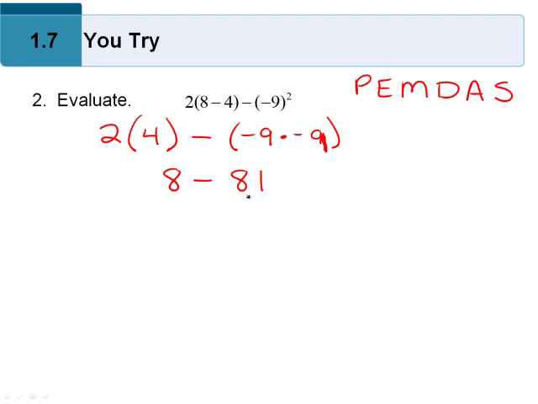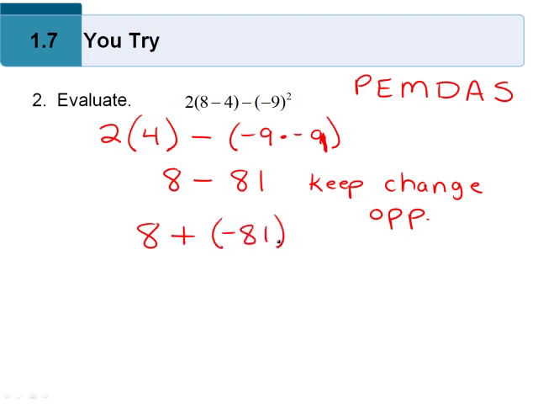Since we are subtracting a bigger number, I am going to do keep, change, opposite there. Okay? So it's going to be 8, keep that, plus, change it to plus, and the opposite would be negative 81. So now the signs are different, so we have to subtract, keep the sign of the bigger number. So it's going to be a negative 73. And that would be it.